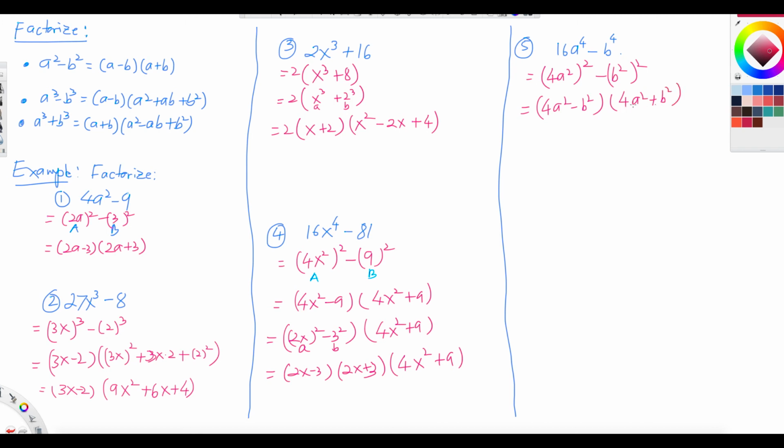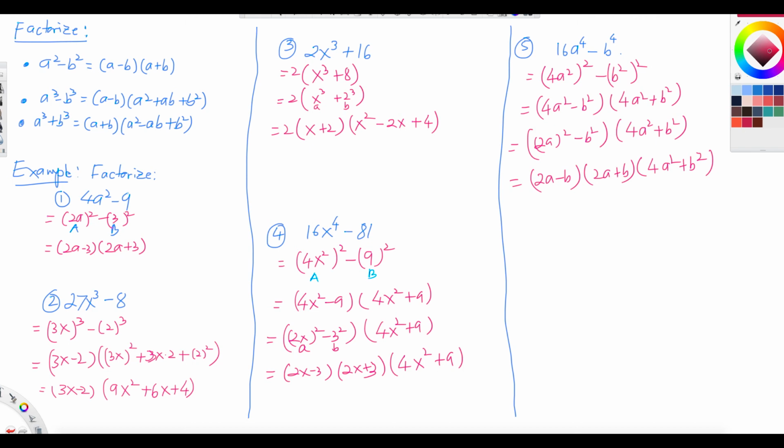The second one doesn't have a formula. We just work with the first factor. It is (2a) squared minus (b) squared, right? It is like a squared minus b squared form. And then the second factor is as it is, plus b squared. So you can write (2a minus b) times (2a plus b), and then (4a squared plus b squared). So that is the final answer for this problem.